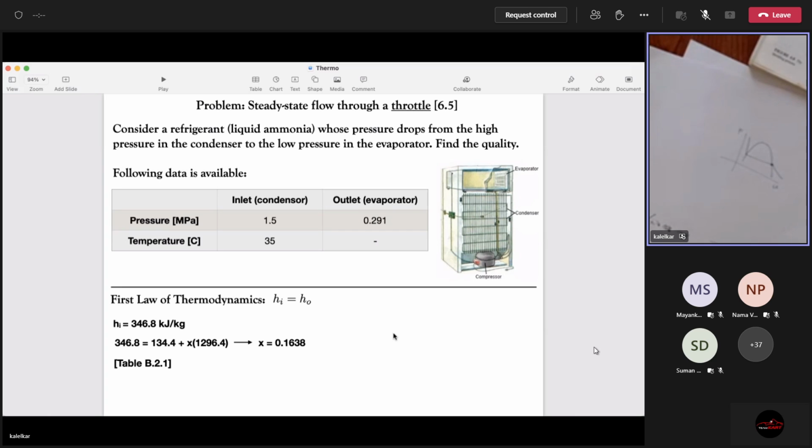What you want is the quality. Quality for which value? For the inlet enthalpy value, 346.8. What is the outlet enthalpy? Same as the inlet enthalpy. We're not interested in the outlet enthalpy, we're interested in the quality here. Because 346.8 is between 134.4 and 1296.4, X tells you what fraction in between these values it lies. So you find X as 0.16, so 16%. 16.38% is the quality for this liquid ammonia problem. Is this clear or not clear?